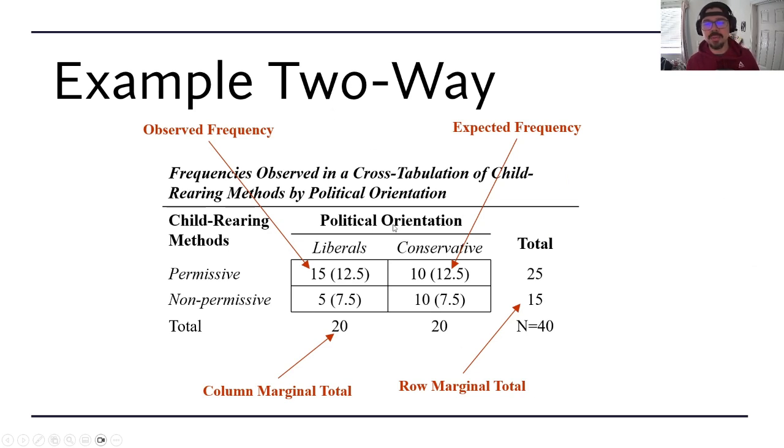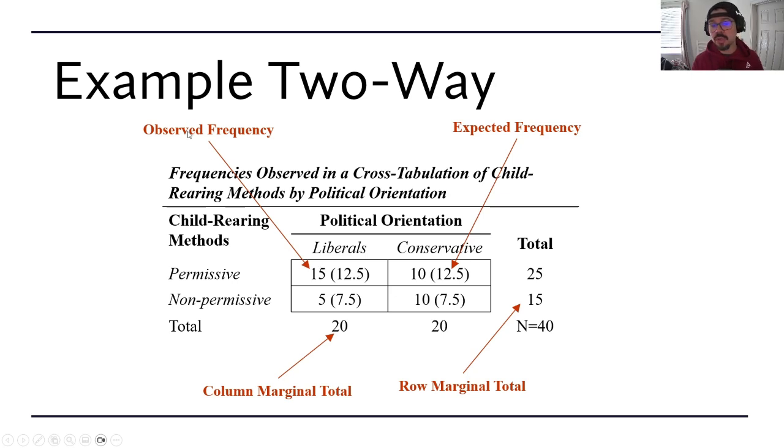So this table or illustration identifies the different components that we would use to calculate the expected frequency to hand calculate our two-way chi-square. Notice that we have observed frequency in each of these cells. We asked people, what is your political orientation? Are you liberal? Are you conservative? And we asked those same people, what is your method of child rearing? Is it permissive or non-permissive?